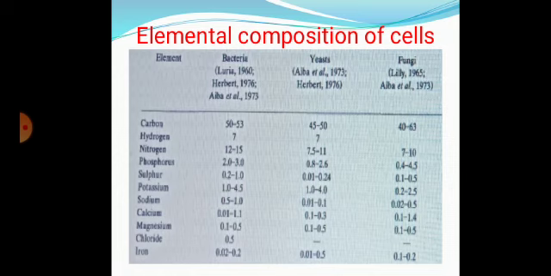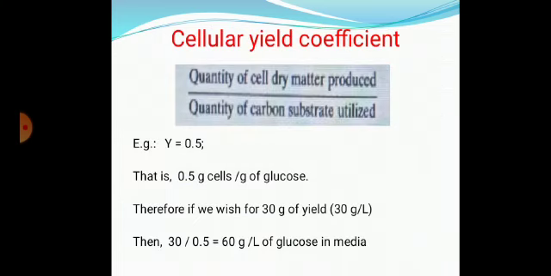That is the meaning of this, because a bacterial cell has 12 to 15 parts of nitrogen, but yeast is having just 7.5 to 11. So clearly it shows that knowing the elemental composition of a cell will surely help you in preparing media for that particular microorganism. So the next very important thing while preparing media is this particular concept called cellular yield coefficient.